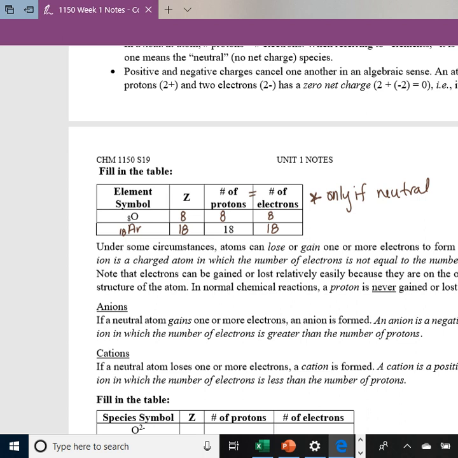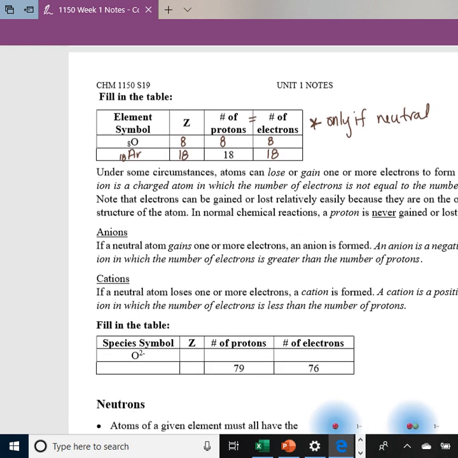Note that electrons can be gained or lost relatively easily because they're on the outside of the structure of the atom. When we get into things like electromagnetic radiation later, we'll talk more about that. In normal chemical reactions, a proton, though, is never gained or lost. The only examples of protons being gained or lost that we'll get into is, if we're running on time at the end of the semester, we'll cover a little bit of nuclear chemistry.